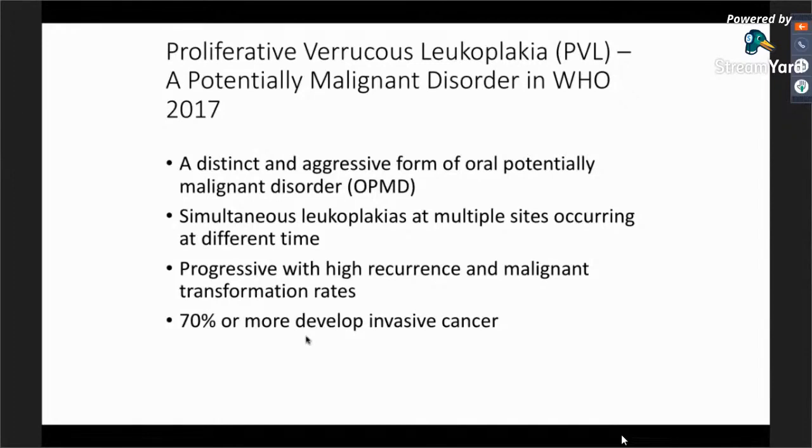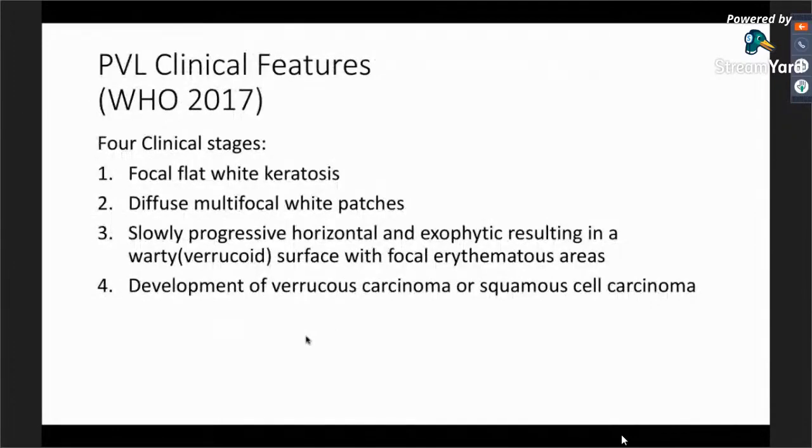And the WHO 2017 mentioned 4 clinical stages: focal flat white keratosis, diffuse multifocal white patches, slowly progressive horizontal and exophytic growth resulting in warty surface with focal erythematous areas, and development of verrucous carcinoma or squamous cell carcinoma.